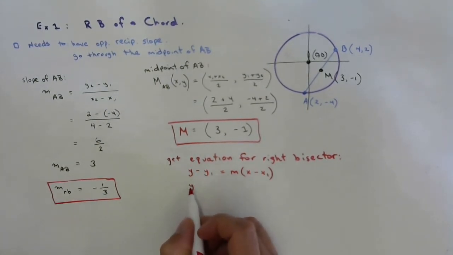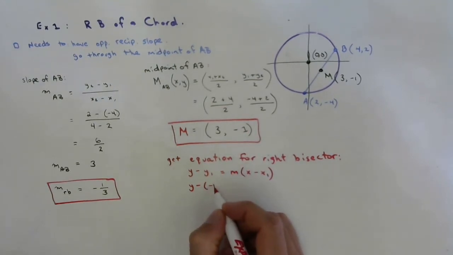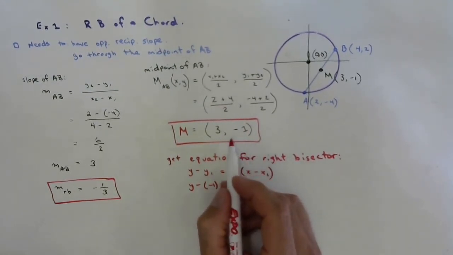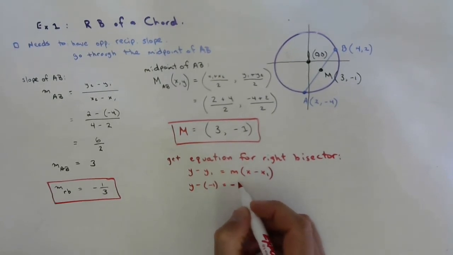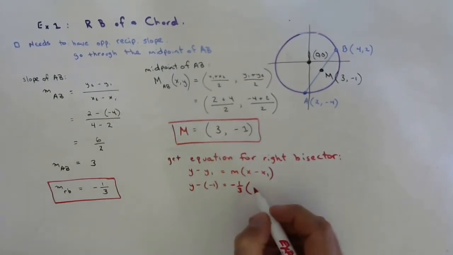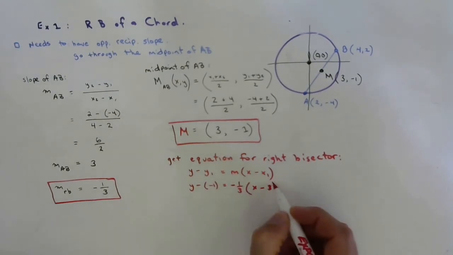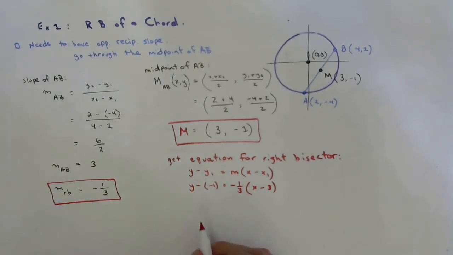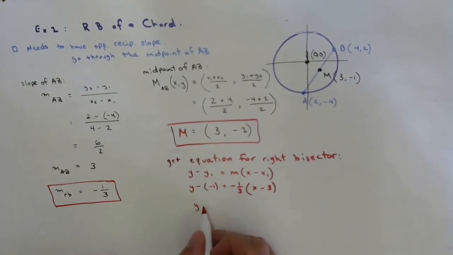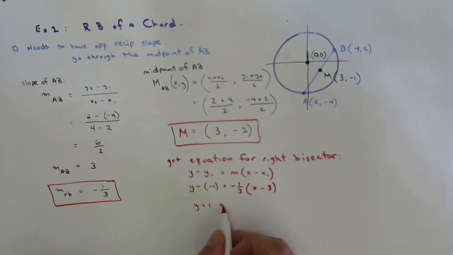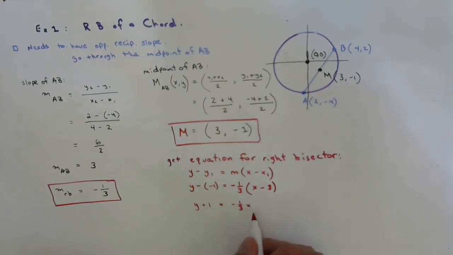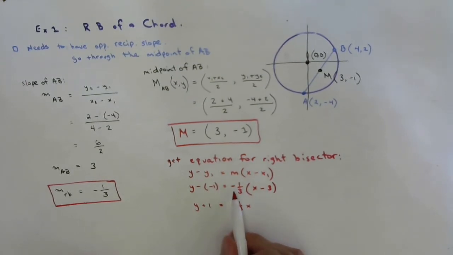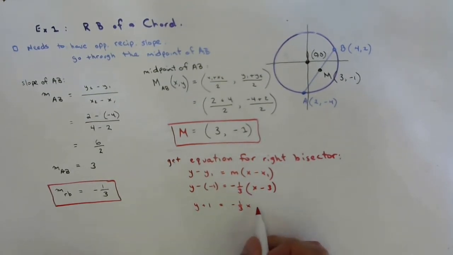We've got y minus negative 1, because that's the y-coordinate of the point that it goes through. We've got a slope of negative 1/3, and then we've got x minus 3. That's nice of them to give us 3's to work with. So on the left, we have y plus 1. And on the right, we have negative 1/3 x. I have 1/3, and I have 3 of them, so 1. And I have a negative times a negative, so positive 1. Plus 1.